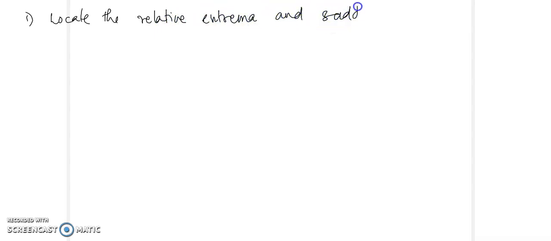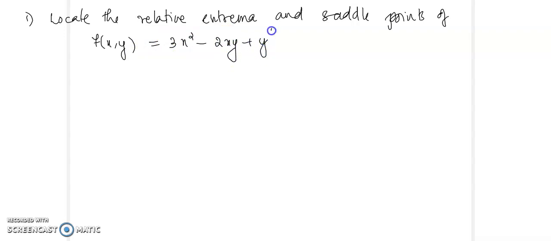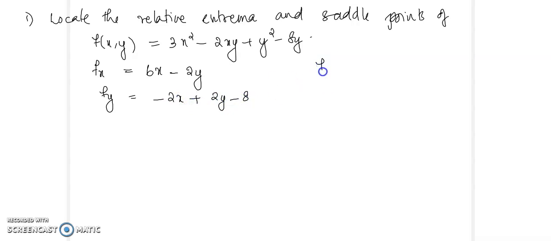The first problem is to locate the relative extrema and saddle points of the function f(x,y) equal to 3x squared minus 2xy plus y squared minus 8y. When you find fx, it will be 6x minus 2y, and fy is going to be minus 2x plus 2y minus 8. When you take fx equal to 0 and fy equal to 0, we get the equations 6x minus 2y equal to 0 and minus 2x plus 2y equal to 8.